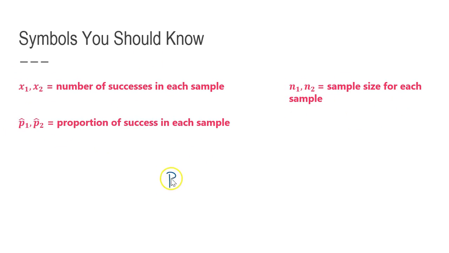You might also see P1 and P2 referred to. The difference is these would be population proportions. So these are things we don't actually know. And then when we put the little hat on it, that is samples.